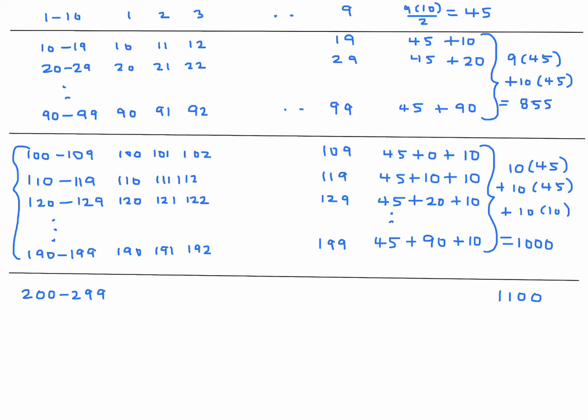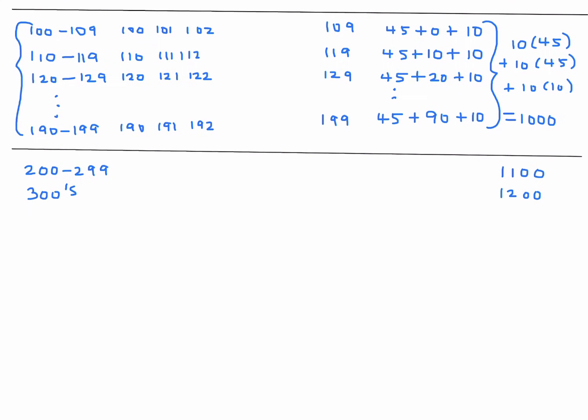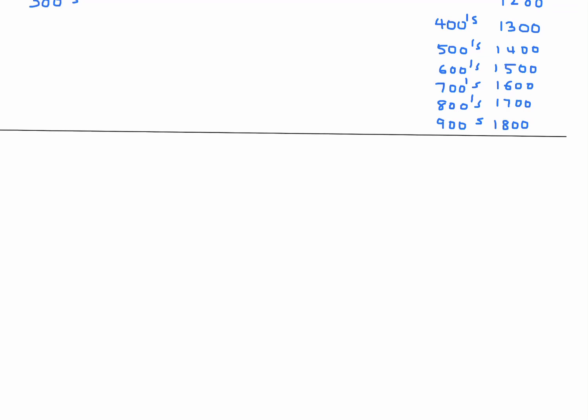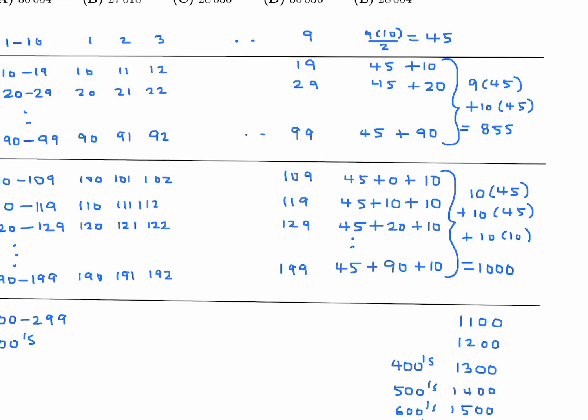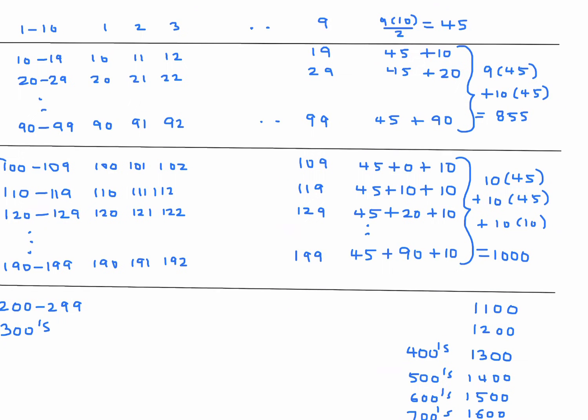Nothing changes. If I do the 300s, I will get a sum of 1200, all right? And so on and so forth. So I'll just write them side by side. 400s, and I add up all the digits, it'll be 1300, and so on. Now at this point, we have finished with the 900s, and we are now moving into the 1000 plus numbers. But there is a fortunate shortcut to doing that, and I will explain as follows.